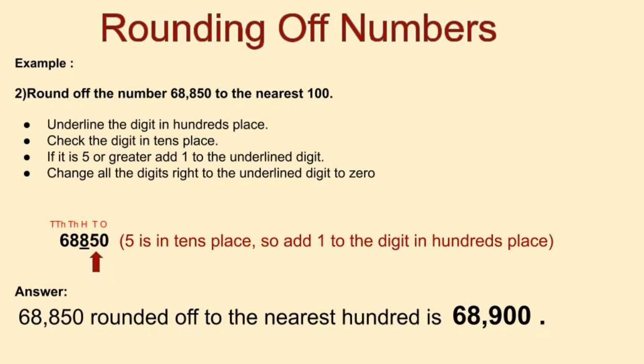Next, round off the number 68,850 to the nearest 100. What digit is in hundreds place? It is 8. Check the digit in tens place. It is 5. 5 or greater, add 1 to the underlined digit. So we need to add 1 to the digit in hundreds place. That is 1 plus 8, it becomes 9. And change all the digits right of the underlined digit to 0. Hence the answer is 68,900.